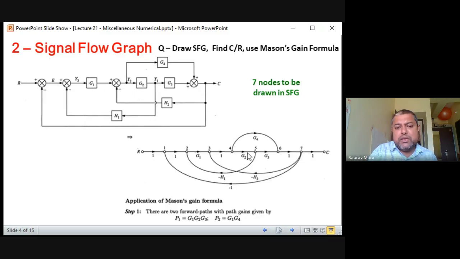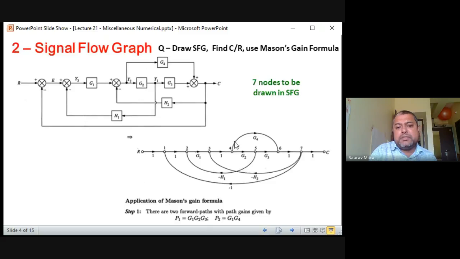That's why first you have to draw the central line with 7 points, and then you just keep on numbering them: 1, 2, 3, 4, 5, 6, 7. This is C, the output, and this is R, the input. We are supposed to find C by R, and then you just keep on connecting from which node the feedback is coming, and from which node the forward gain is there. All these things you can find out.